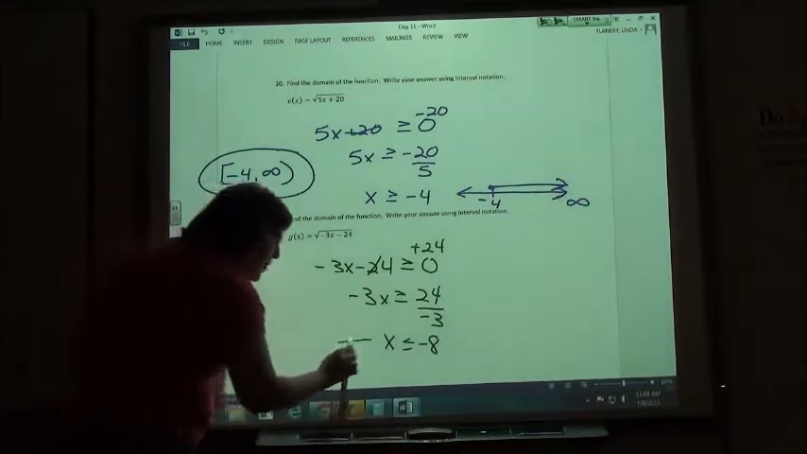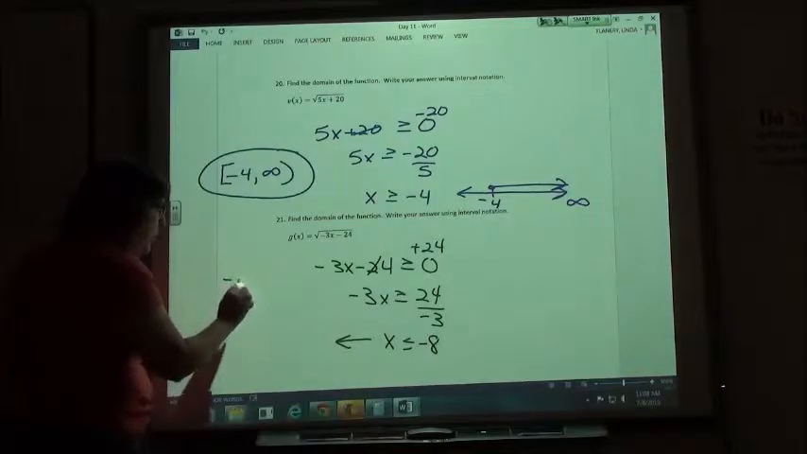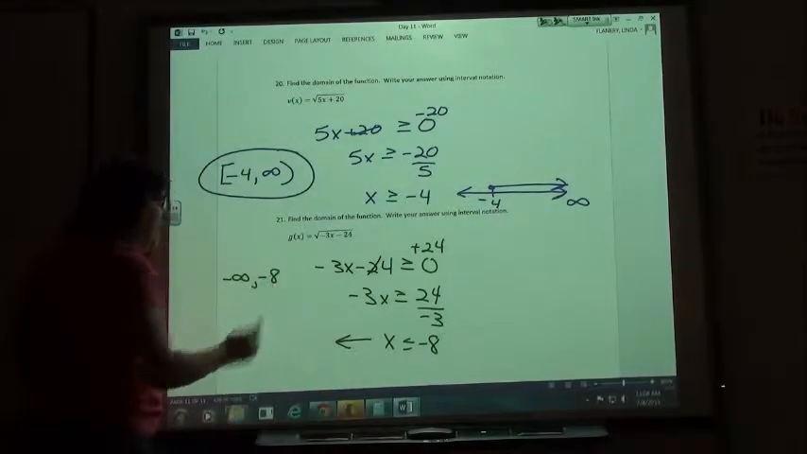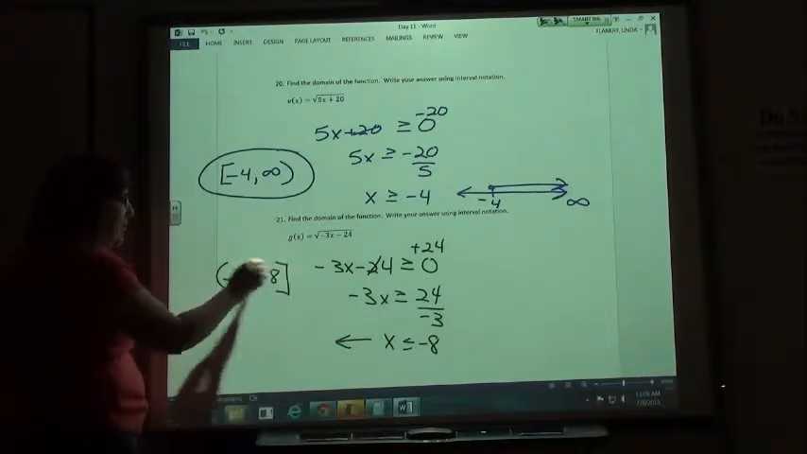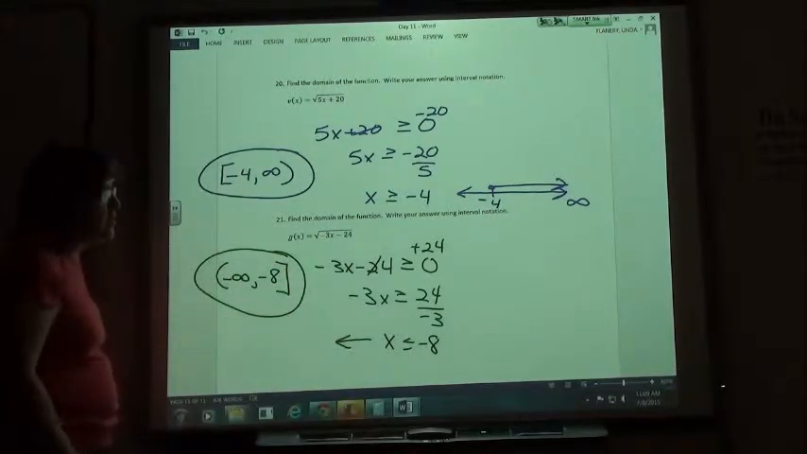So again, on my number line, I'm going this way. I'm going from negative infinity to negative 8. Can't be on infinity, but I am equal to that negative 8. So that's going to be my solution.